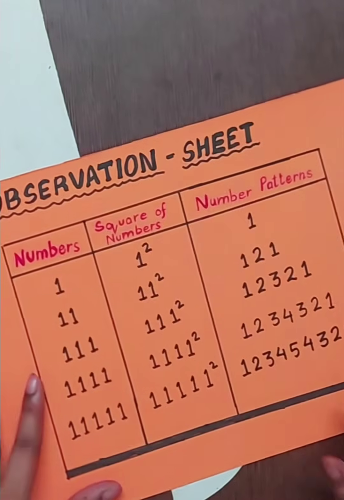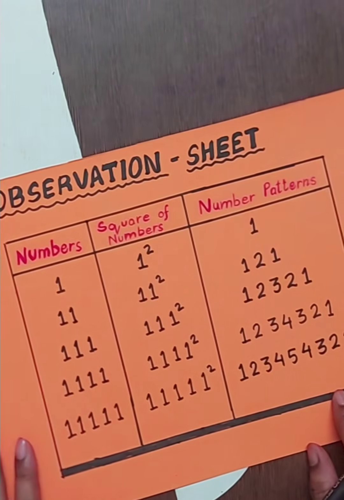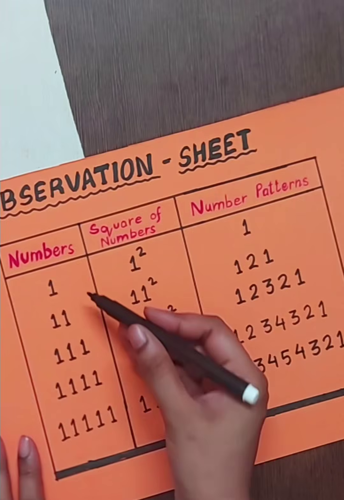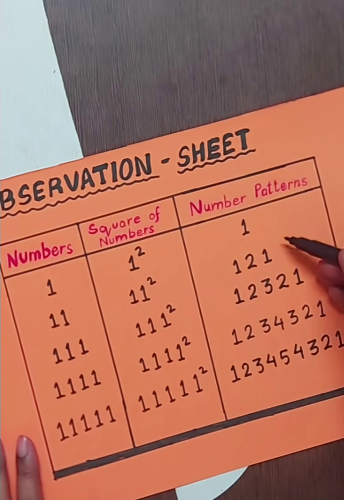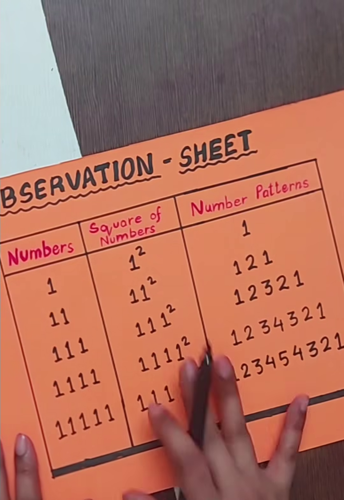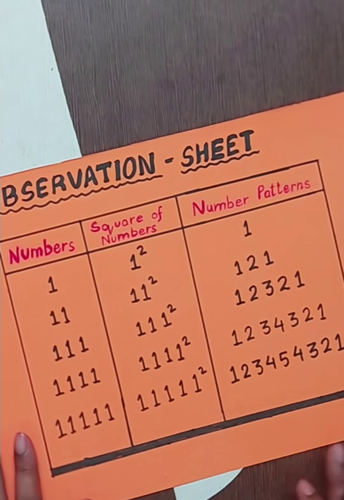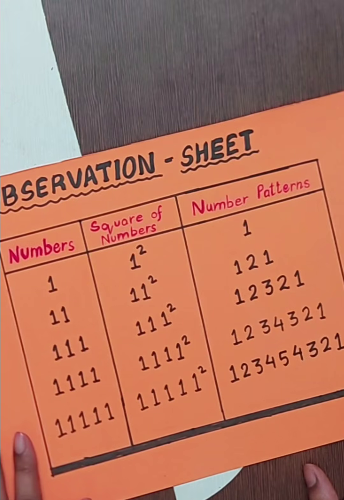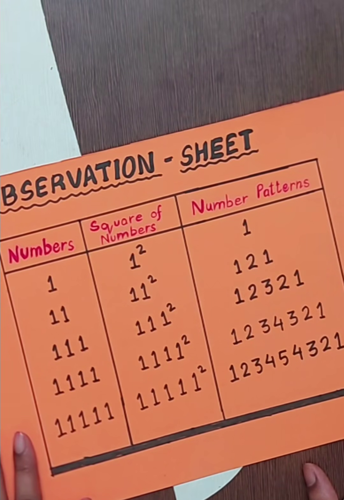Now children, you can see in this observation sheet that we are getting a certain number pattern after calculating the square of these numbers. In this way, we can explore more such number patterns.